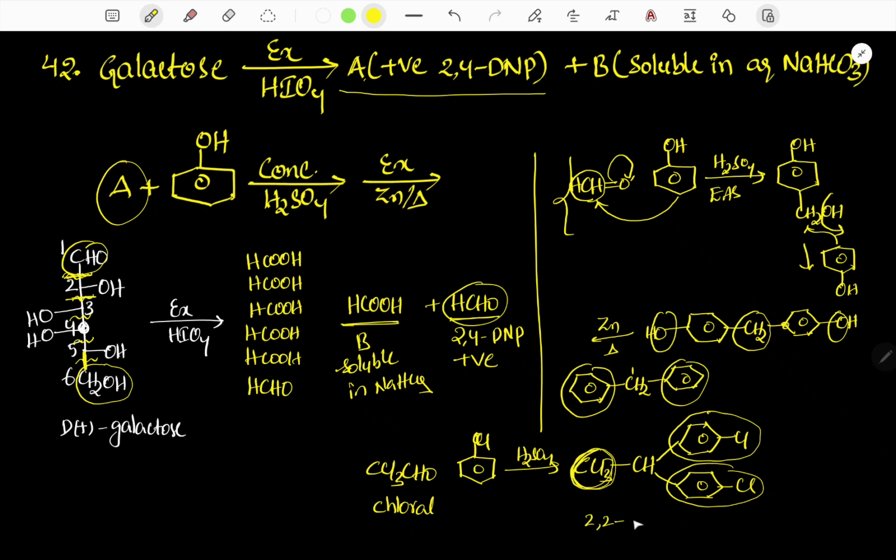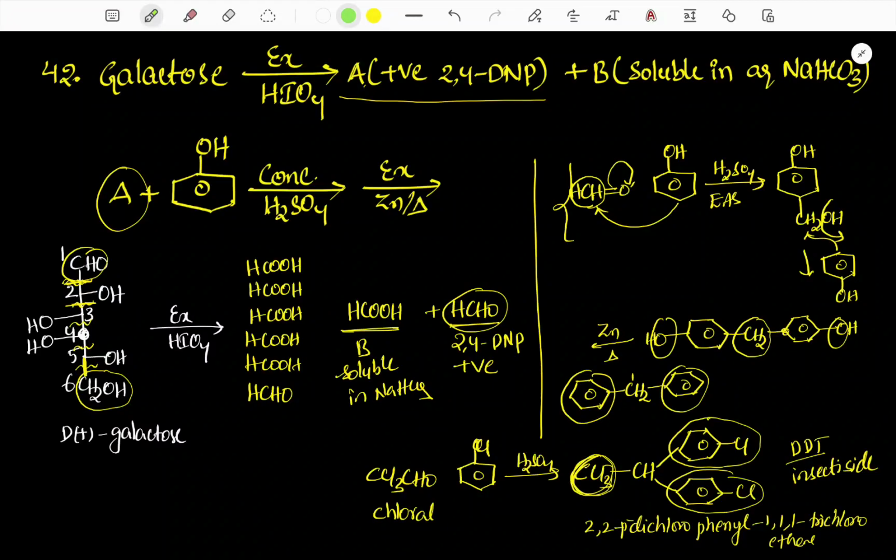2,2-bis(p-chlorophenyl)-1,1,1-trichloroethane. So this is simply DDT, and DDT is an insecticide. So this reaction involves HIO4 oxidation, then electrophilic aromatic substitution with aldehydes, and removal of oxygen with zinc for phenols.